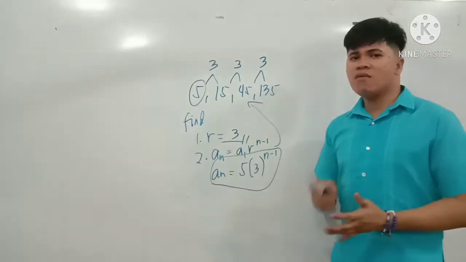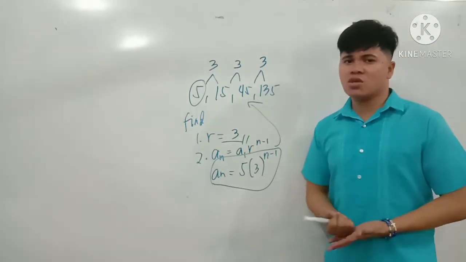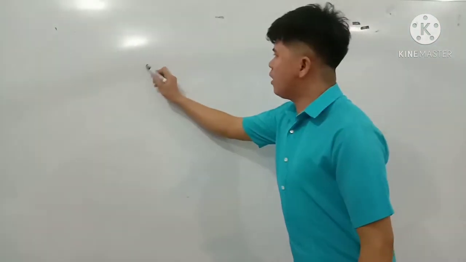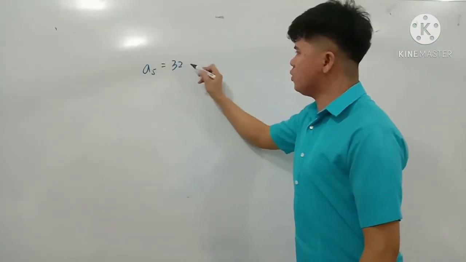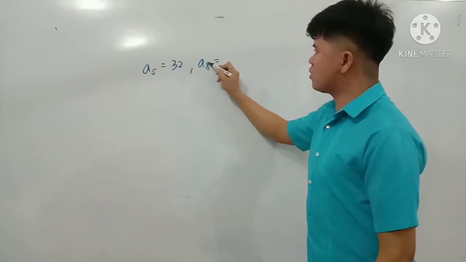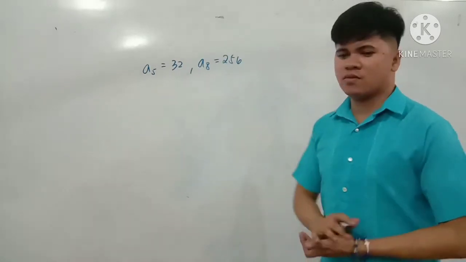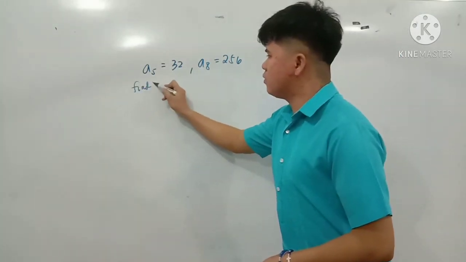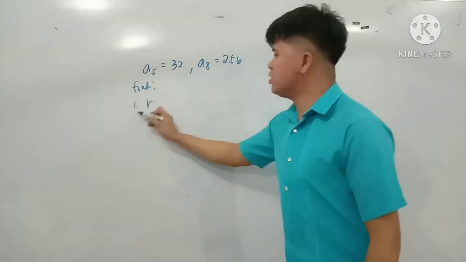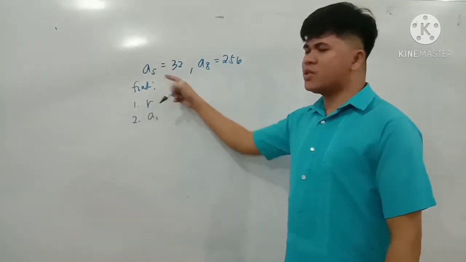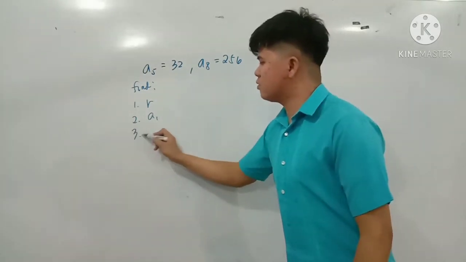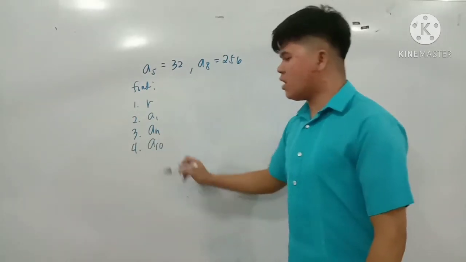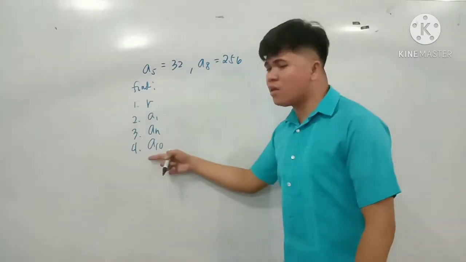What if the given terms are non-consecutive terms, just like this one? Let's say we have a sub 5 equal to 32, and a sub 8 equal to 256. Our task is to find first the common ratio, the value of the first term of this sequence, the formula of this sequence, then the value of the 10th term.